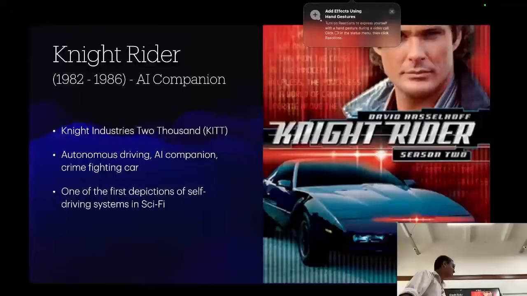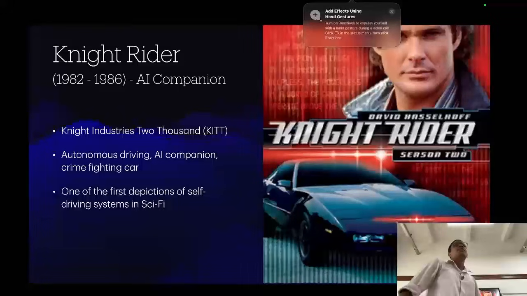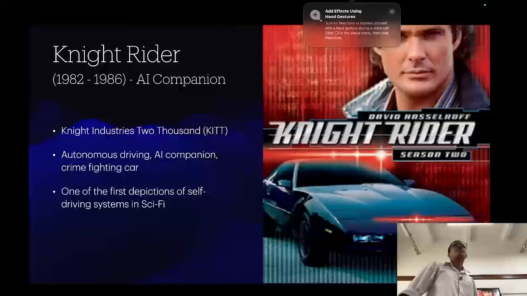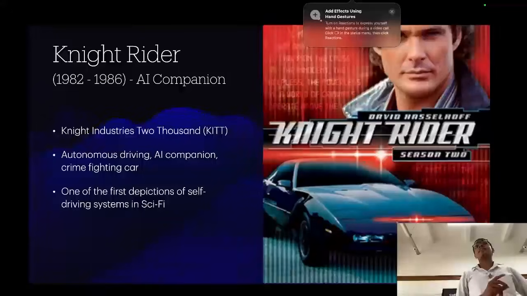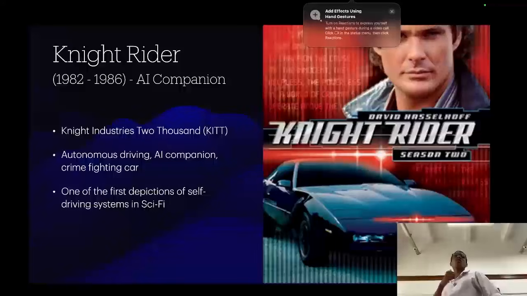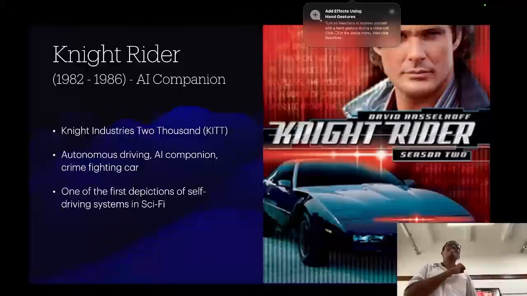This is from 1982. It featured from 1982 to 1986. Okay, this is about an AI companion. It's Knight Industries 2000. It's a supercar. It doesn't get damaged by anything, and it was one of the first depictions of self-driving. In my life, this is one of the inspirations that got me into AI. So you guys might have an inspiration like that.